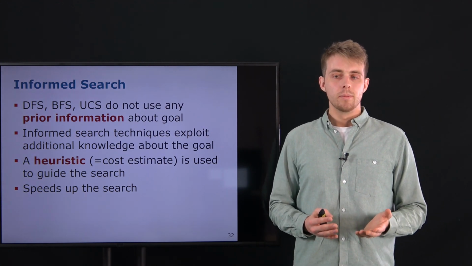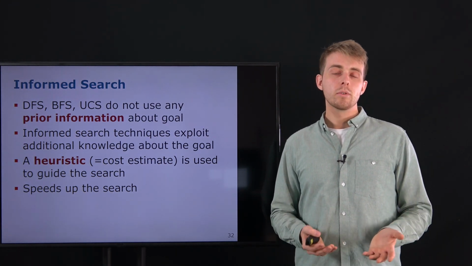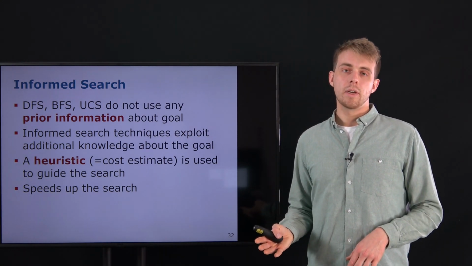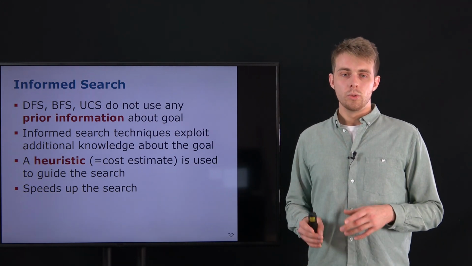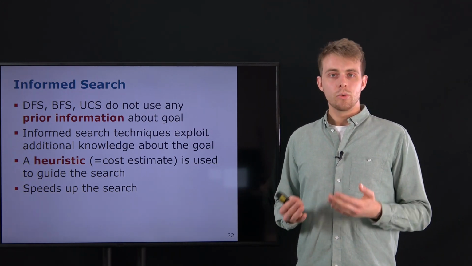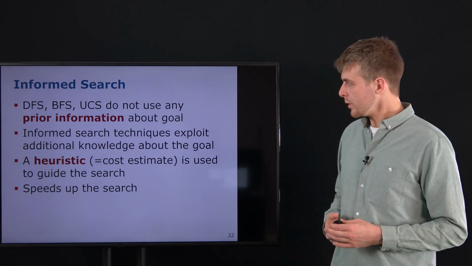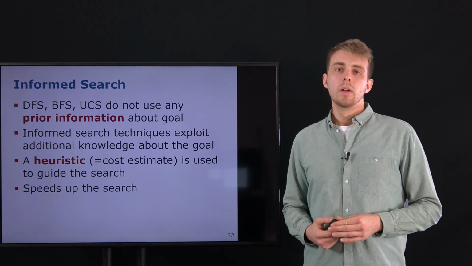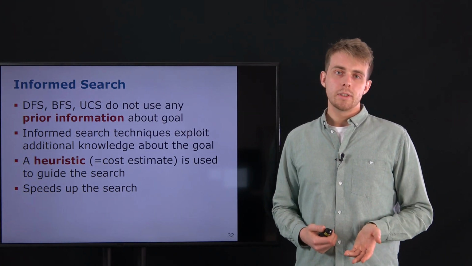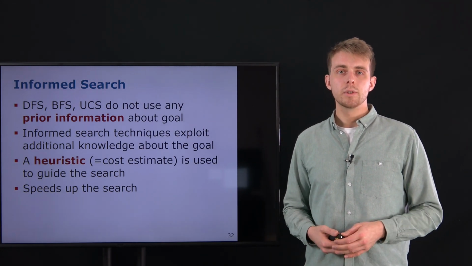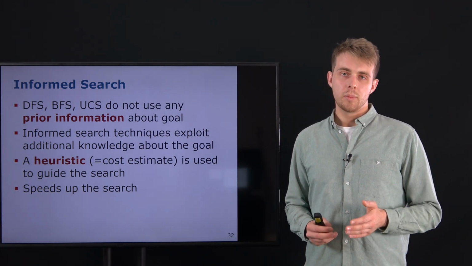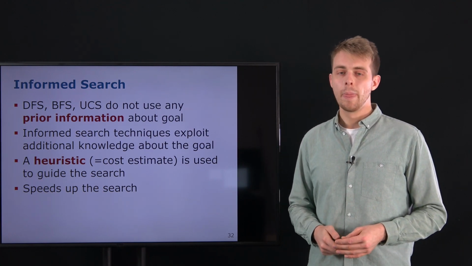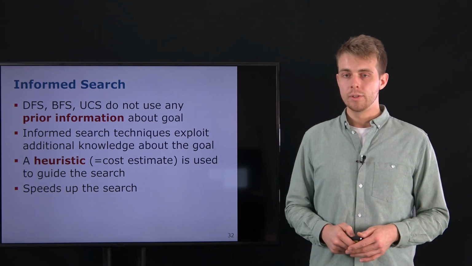As I said, the previous methods are uninformed search techniques, so they don't use any prior information. And now we want to make use of the fact that we know where the goal is. So now we want to guide the search a little bit to make the algorithm faster. So informed search techniques exploit additional knowledge about the goal. What is usually done is to define a heuristic, which is basically a cost estimate, and tells us what you expect the cost might be from this node to the final goal we want to reach. And this speeds up the search, as you will see soon.